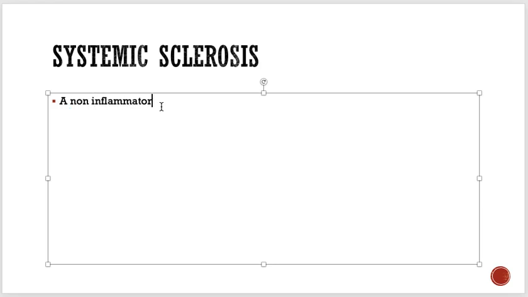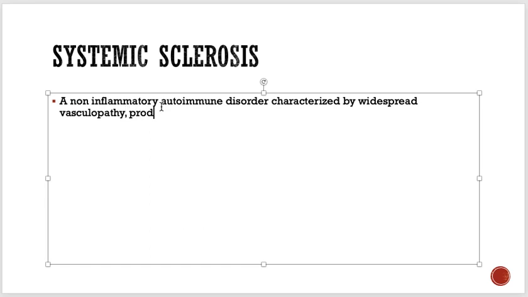By definition, it's a non-inflammatory autoimmune disorder characterized by widespread vasculopathy, production of autoantibodies, and fibroblast dysfunction causing fibrosis.